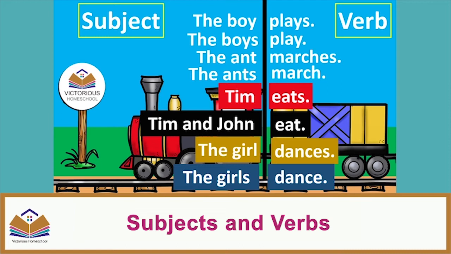Okay, let's read them together. The boy plays. The boys play. The ant marches. The ants march. Tim eats. Tim and John eat. The girl dances. The girls dance. Easy, right? If you're not confused about the subject and the verb.